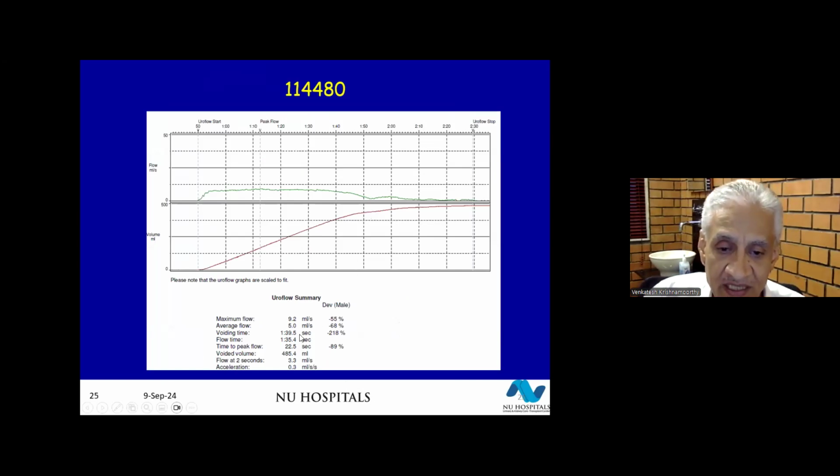Don't go by only these. So again, over here, I want to show you the voiding time and the flow time. There is not too much of a difference. That's a 4-second difference. But because of this, it doesn't mean it's a normal curve, because if you look at the other parameters, you will know that this is a flow plateau type curve.